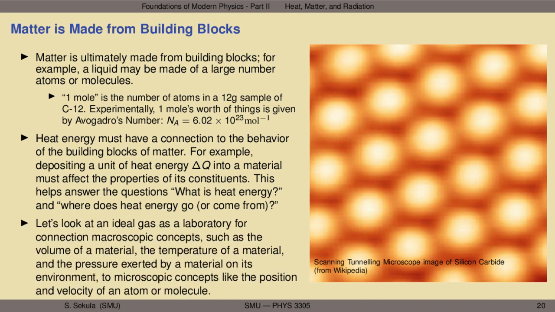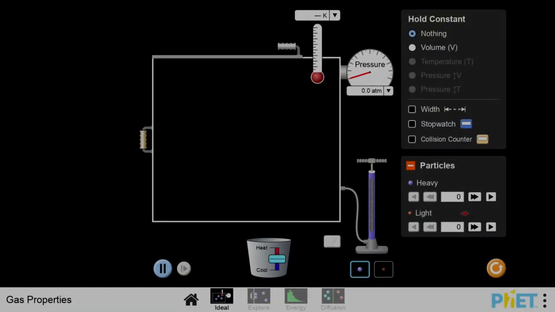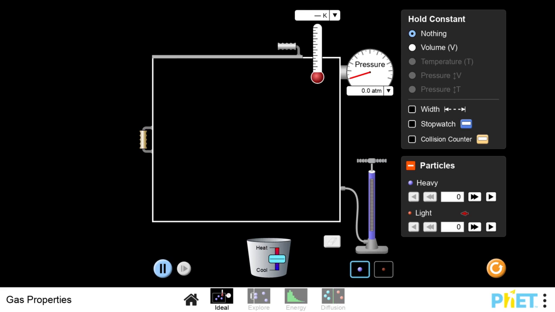Let's look at an ideal gas as a laboratory for the connection of macroscopic concepts such as the volume of a material or the temperature of a material and the pressure exerted by a material on its environment to microscopic concepts like the position and velocity of an atom or molecule. Now, we're going to focus on ideal gases. I'm going to start with a very simple simulation of an ideal gas. This simulation is provided by the PhET demonstration toolkit that's available on the web, and this is a simulator of an ideal gas system.